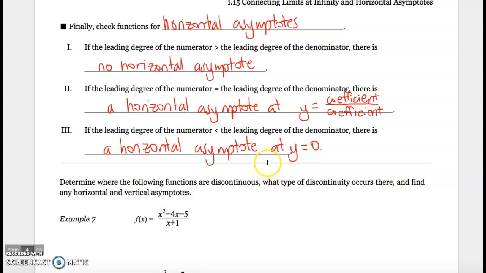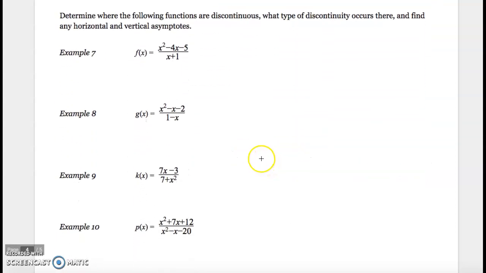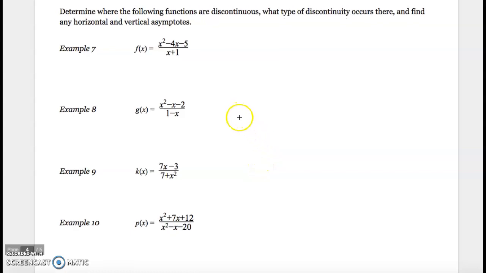All right, now with all that information, we're going to try some examples. So for these 4 following examples, we're going to determine where the following functions are discontinuous, what type of discontinuity occurs there, and then find any horizontal and vertical asymptotes. So the first step in finding any of this is to factor if possible.